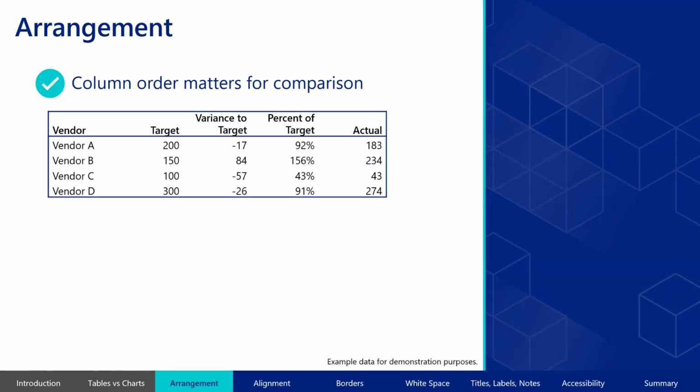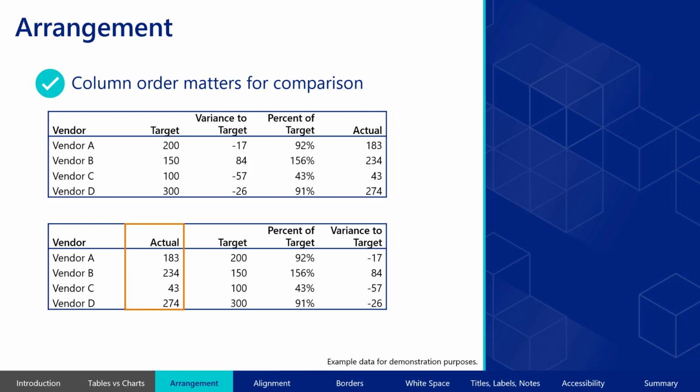Place variables the audience wants to compare close together and in a logical order. For example, in this table, the column for actual makes more sense to be to the left of the column for target. By placing the actual column closer to the target column, the audience can quickly see what actually happened compared to what was expected to happen, and the other columns are easier to interpret and therefore more meaningful.